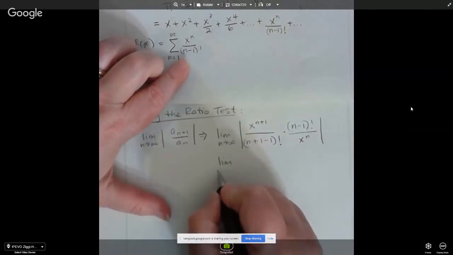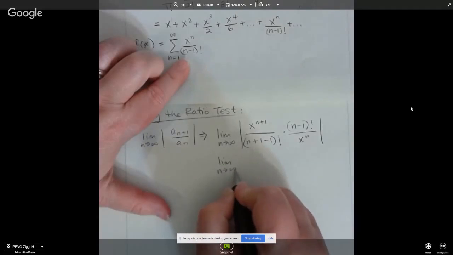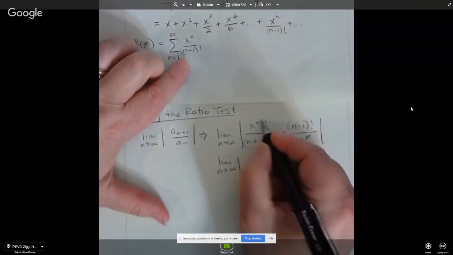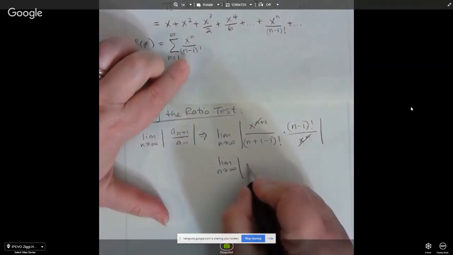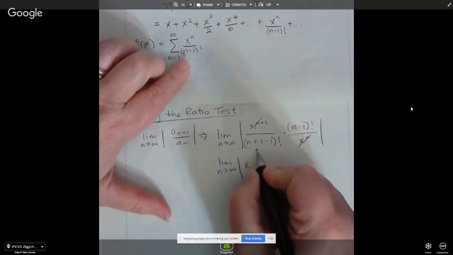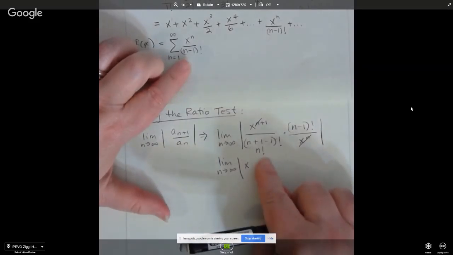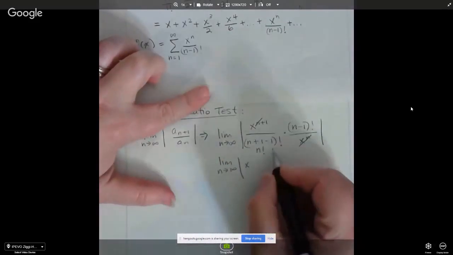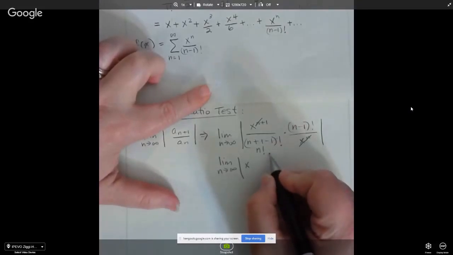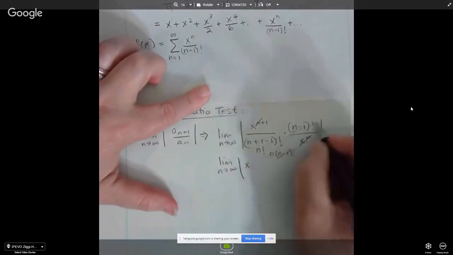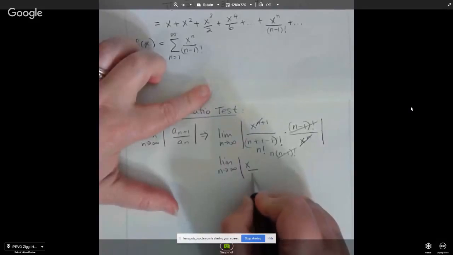The limit as n goes to infinity of the absolute value of. Now, this x to the n is going to go away with this x to the n, and left on top is just going to be the x. And this right here simplifies, as you stated, to n factorial because the ones cancel. So this cancels with this, and we're left with x over n.